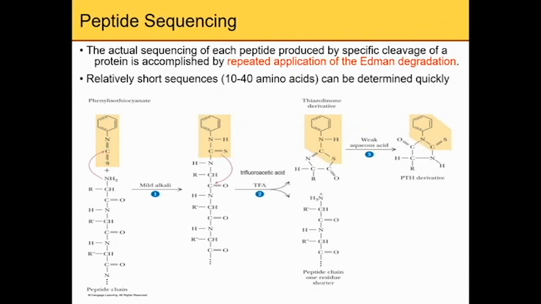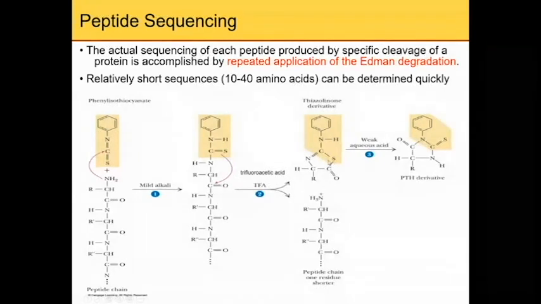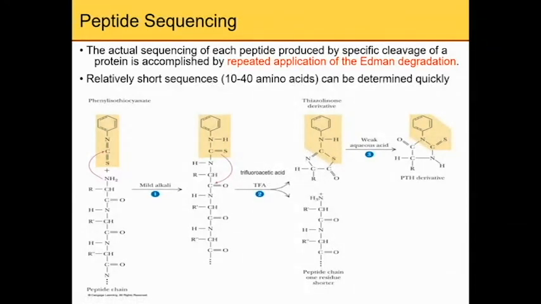From this substitution, in the second step, you treat this complex with trifluoroacetic acid, TFA, and then this cyclizes to release the N-terminal amino acid residue as a thiazolinone derivative, right? But the rest of the peptide is not hydrolyzed. And then you continue. Then you do the organic extraction and treatment with aqueous acid, which will yield the N-terminal amino acid as the phenylthiohydantoin. That's a PTH derivative.